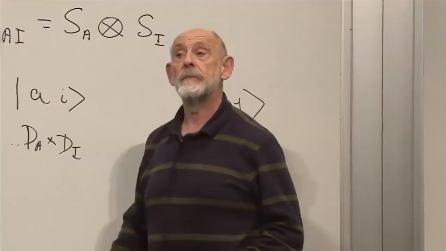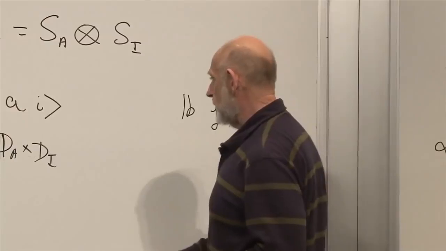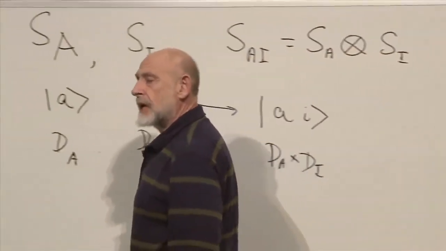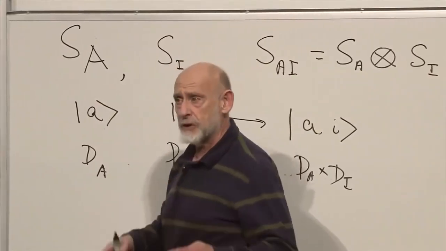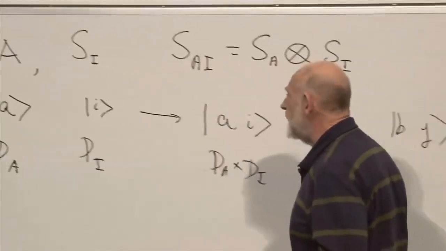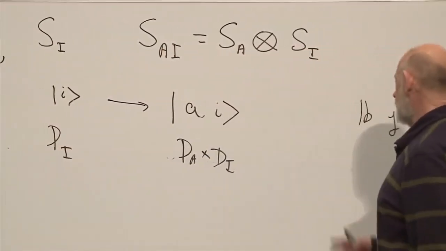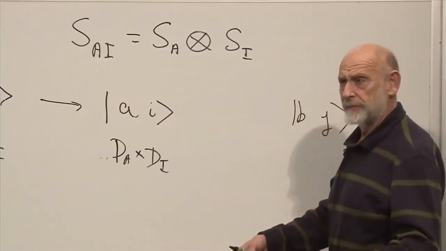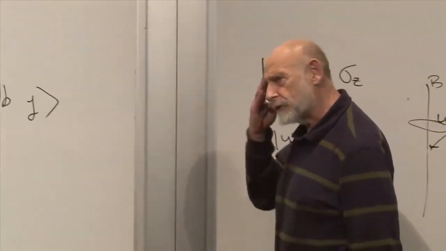Excuse me, are these arbitrary vectors A and... These are basis vectors. So they're part of an orthonormal basis? Yes, you could pick any orthonormal basis for this one and any orthonormal basis for this one. But you could pick any orthonormal basis from this one, any orthonormal basis from this one, and put them together this way, and you'll get the same result. Doesn't matter which basis you pick, but let's pick a basis to be concrete.